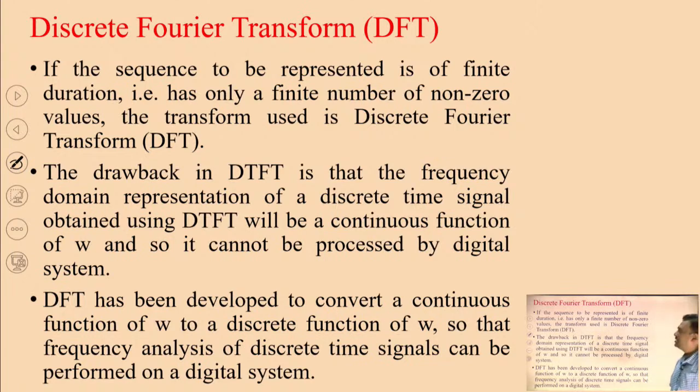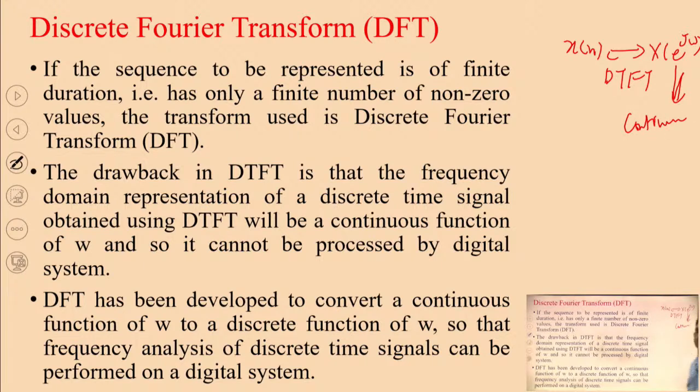So what is the issue with the DTFT? In case of DTFT, we have seen that we are taking a signal x[n], which is a discrete signal. But when we take the DTFT, we get X(e^{jω}), which is a function of ω and is continuous. If X(e^{jω}) is continuous, it will consist of infinite frequency points.